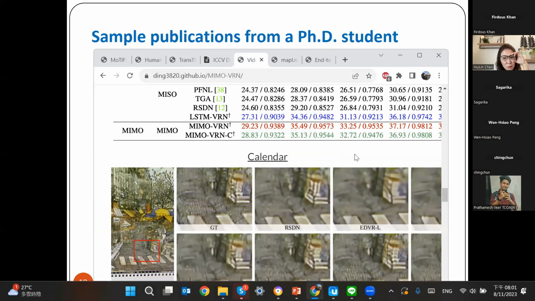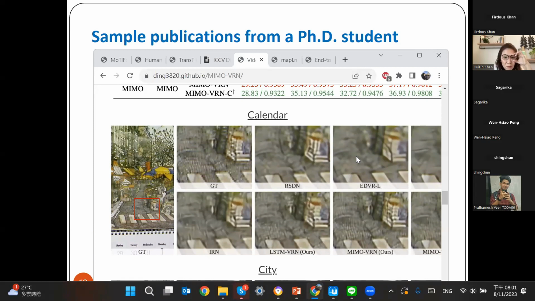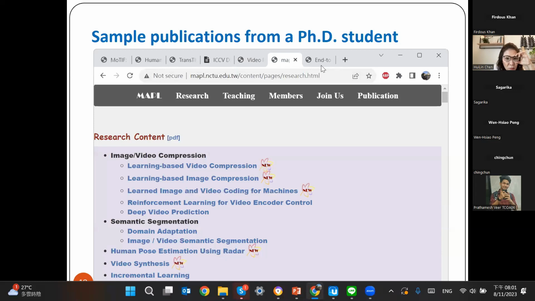We also do a lot of work related to image processing. For example, in this case, we try to do some kind of video rescaling. And this is a joint work with Professor Huang, who will speak a few minutes later. So with this, I hope you can get a rough idea about my research work.